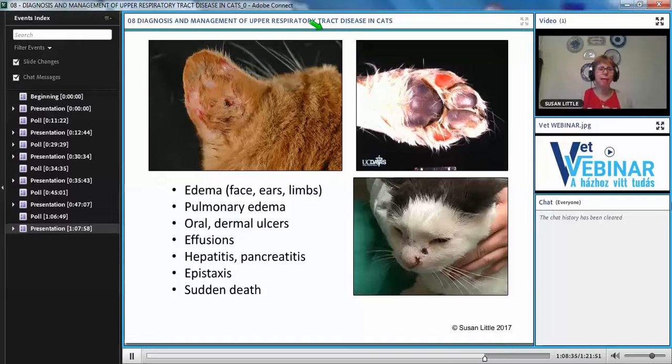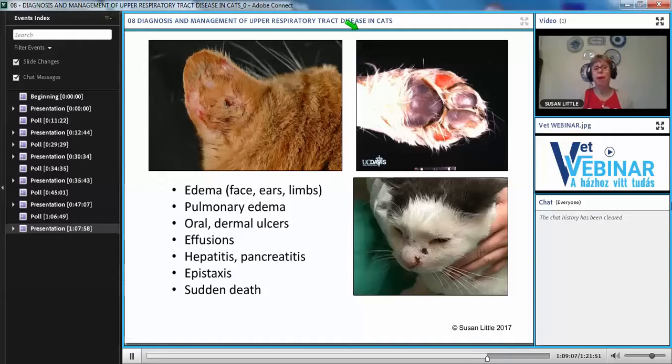So we see cats with edema. In this cat, you can see the facial swelling. You see some ulcerations on the skin. This is ulcerations on the ear of this cat. Ulcerations and hemorrhage from paw pads. We can see effusions, pulmonary edema. We can see hemorrhage, especially epistaxis. In some cases, we just see sudden death. We can see hepatitis, pancreatitis. So it really is a systemic infection.